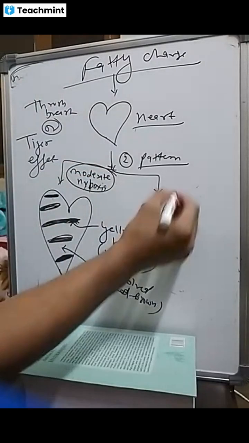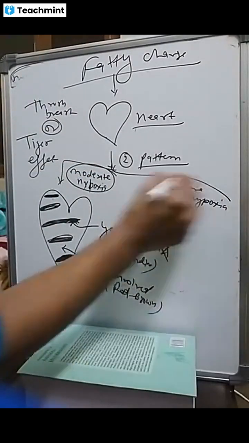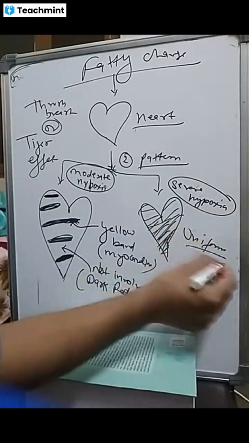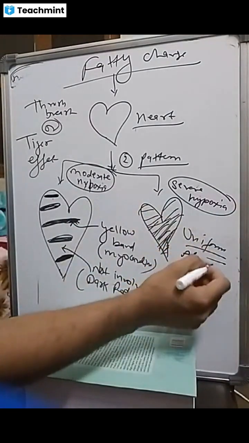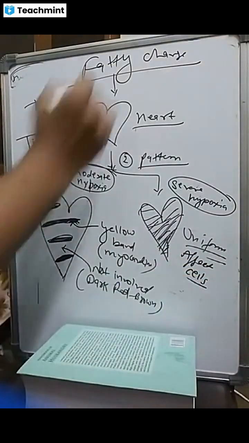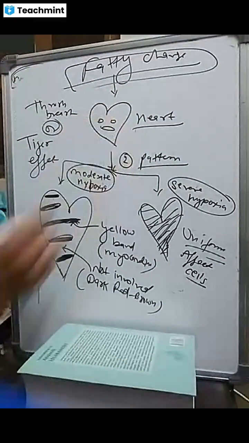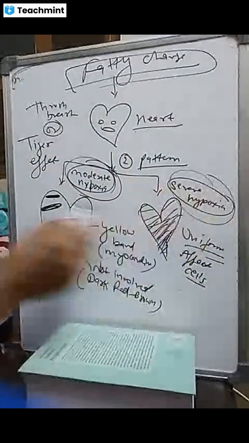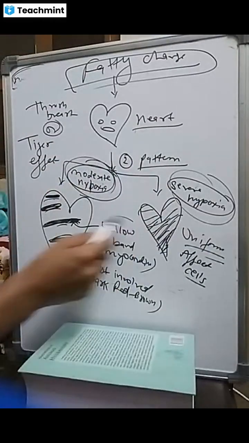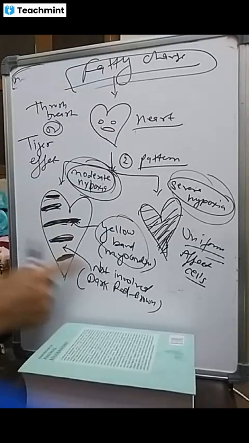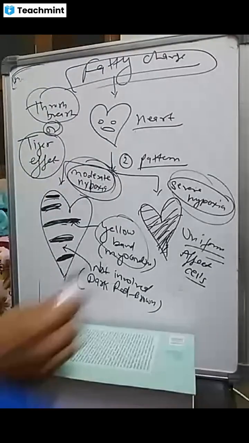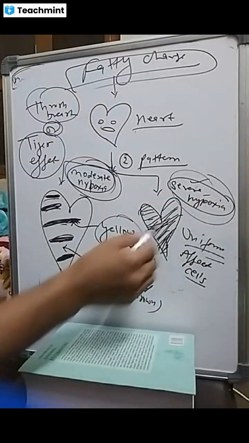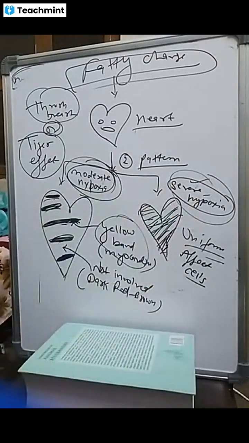Moderate hypoxia gives the tiger heart appearance, with yellow bands and the in-between part not involved. But severe hypoxia may lead to uniform yellow color of the whole myocardium, with uniformly affected myocardial cells, and it will give a simple uniform yellow appearance.